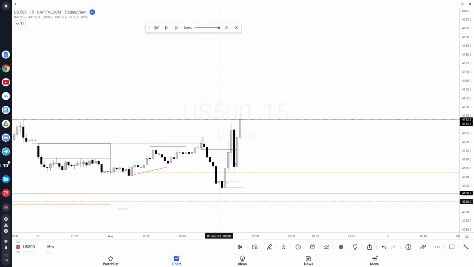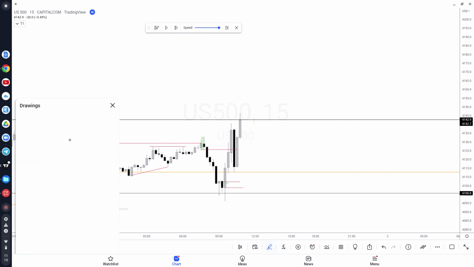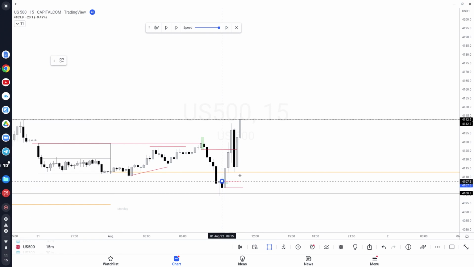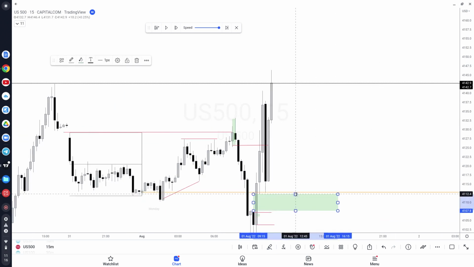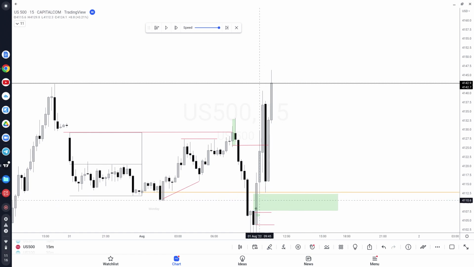Alright, so here's the dealing range, right? Sweep of the lows, sweep of the highs. This is the current dealing range. And then you have an imbalance here, from here to here, right? Now understand that it's not always going to be very precise, but here's the imbalance, right?